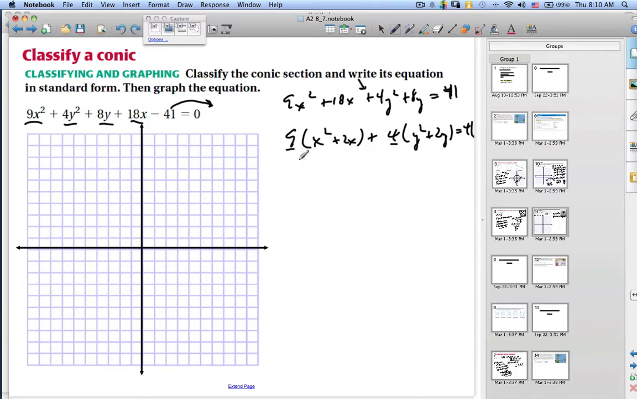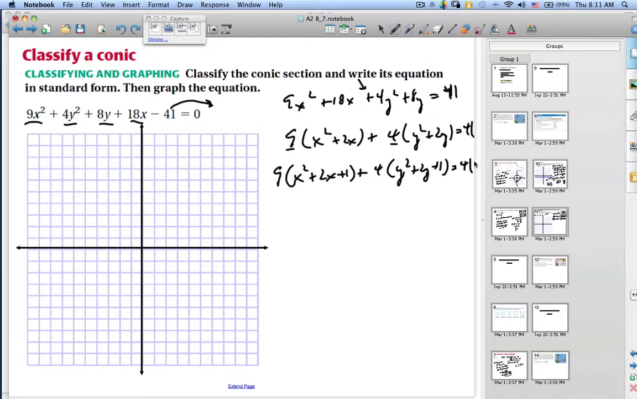So if I want to put this in standard form, I've got to complete the square two times. So I'm going to take 2, divide it by 2, and square it. So 2 divided by 2 is 1, 1 squared is 1. So over here I'll have 9 times x squared plus 2x plus 1. And then I'm going to do the same over here, and again it's 2, so I'll have y squared plus 2y plus 1 equals 41.